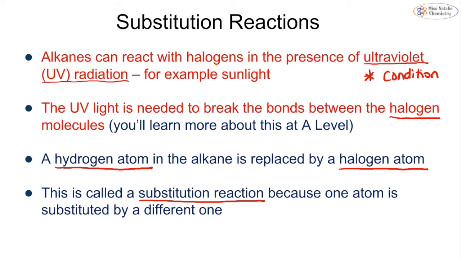Now, the halogens that can be used can be any of them, but the most common ones are either chlorine or bromine. These will be the two that you will get asked about in exams. In theory, you can use fluorine, iodine, or astatine, but they are very rarely asked about.